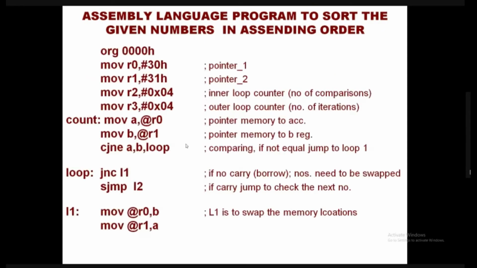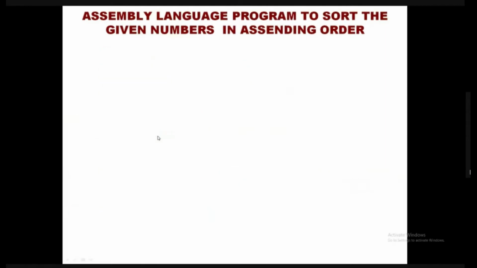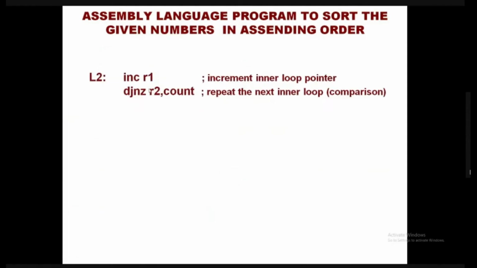So what is count here? Again, bringing the content of R0, that is the 30th memory location. Then R1 will be at the 32nd memory location. You can see this because you have incremented R1. So 30 is compared with 32. Like this, it goes on. This iteration will repeat. This comparison will repeat 4 times.